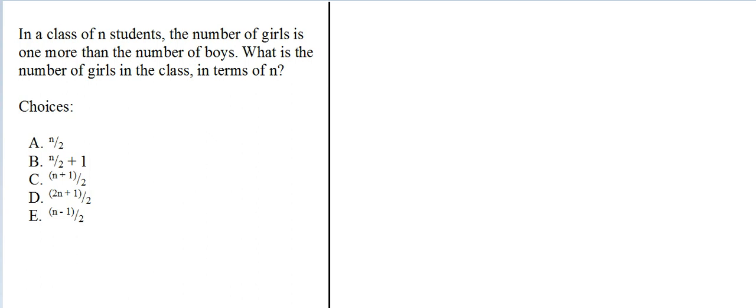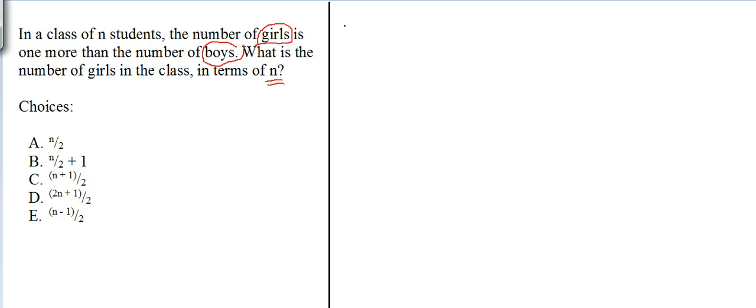In a class of n students, the number of girls is one more than the number of boys. So we have here, we need to circle the number of girls. It's one more than the number of boys. What is the number of girls in the class in terms of n? In terms of n. Okay, first, how we solve this problem.